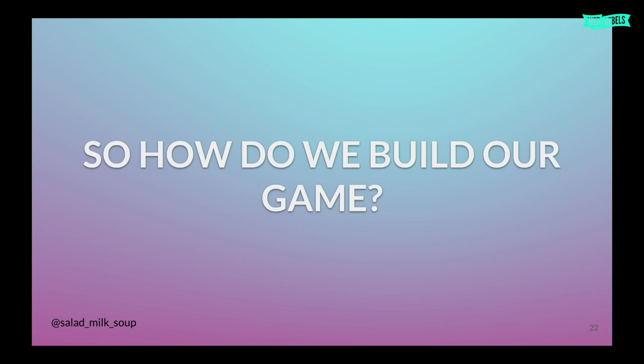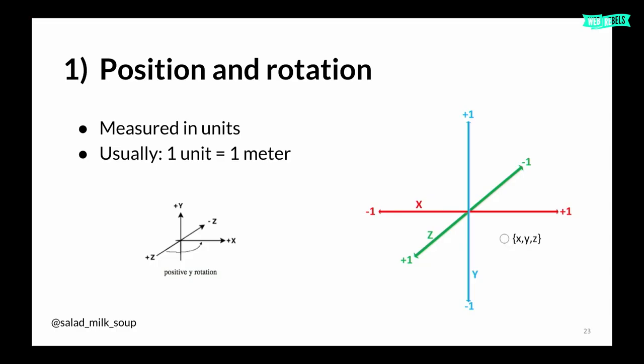So that being said, let's look at how we build a game, or what steps we need to take. First of all, when we add the entities into our scene, we need to know where to position them. We need to know where to put them and how to rotate them to make everything visible in the way we want. Normally, the units are in meters. So in A-Frame, when you say x coordinate is 1, it means 1 meter.